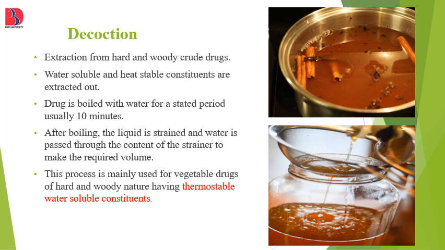And the third one is that if the raw material, that is the crude drug, is hard and woody in nature, then only we'll go for this decoction process. Now what happens in decoction? The drug is boiled with water for a stated period of time, usually 10 minutes, and after boiling, the liquid is strained. This process is mainly used for vegetable drugs of hard and woody nature, as I've already mentioned, and they should be thermostable and have water soluble constituents.